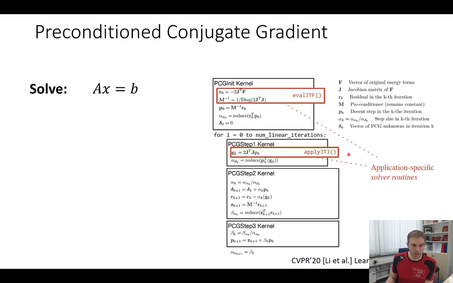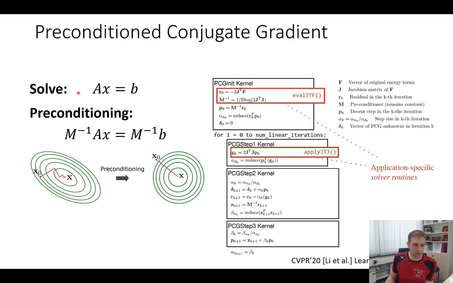But the interesting thing here is that PCG depends very much on the P, on the preconditioner. So instead of solving AX equal to B, what you're practically solving is M inverse times AX equal to M inverse times B. The idea of preconditioning is that we possibly have an ill-shaped, not so well-behaved energy landscape, and we're reshaping it. So we're preconditioning it such that we have a better conditioning on the whole problem statement. And that's kind of the high-level idea here.